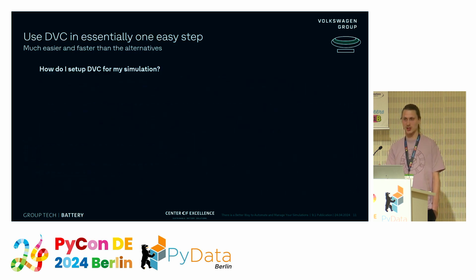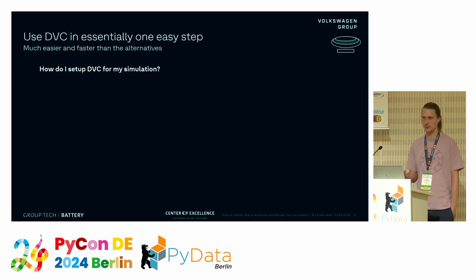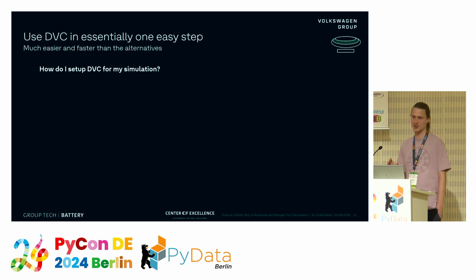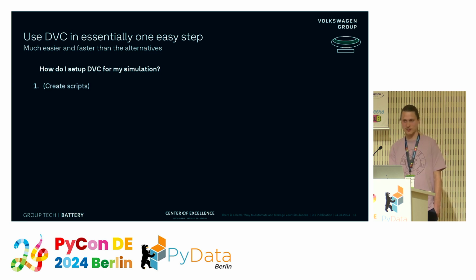So how do we actually do this in code? For most of the simulation software currently on the market, this could take a week, a month, because you have to integrate every software on its own. So how do you set up this now for simulation? First of all, you create the scripts. So we have those two scripts. That's on you. And most simulation engineers already have done this at some point.